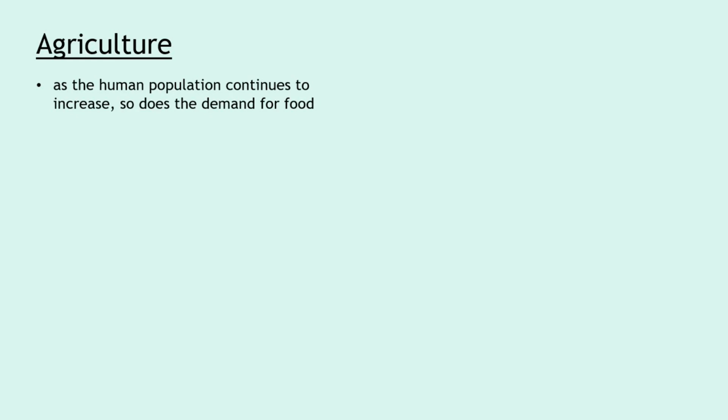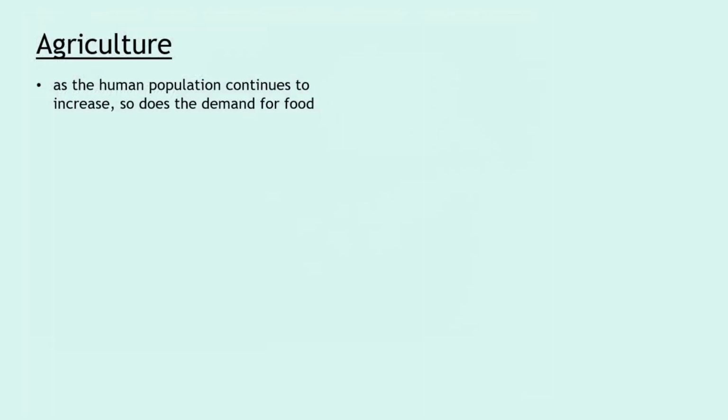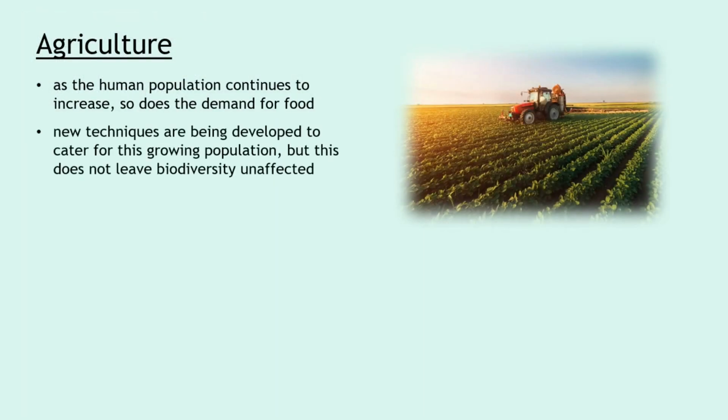Here we have a very famous cartoon that illustrates the problem. You can see we have a graph that shows the growth of the human population, and the train represents agriculture, or the world food supplies. And you can clearly see that it is not coping with this increasing rate in population growth. So over the last century or two, agriculture has had to step in with these new strategies so that food production can be increased. As we've seen already, selective breeding is often used. That, as we know, reduces genetic biodiversity.